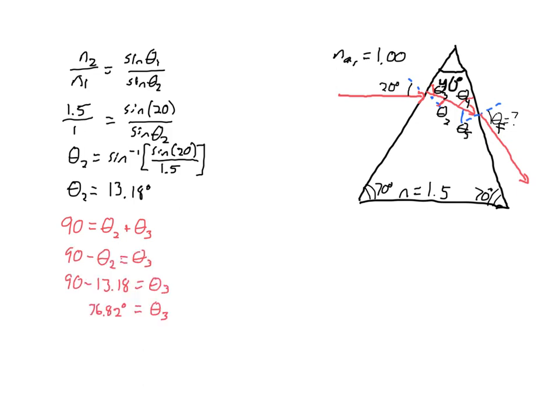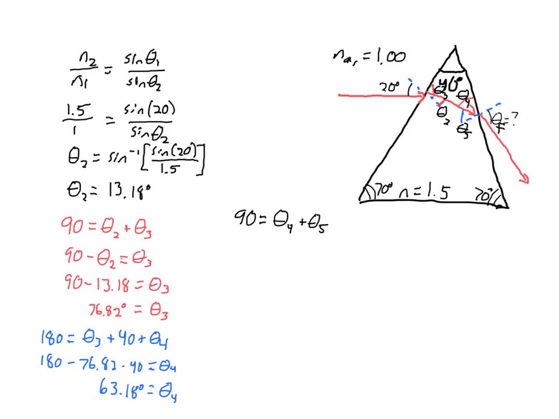Now that I have theta 3, we can calculate theta 4, because here's a triangle, not a right triangle, but still a triangle, and any triangle has 180 degrees in it. And I know the top angle, and now I've got theta 3, that lets me get theta 4. So I come out with an angle for theta 4 of 63.18 degrees. Now that'll let me get over to theta 5, because once again, here's a normal to the surface. That means 90 degrees equals theta 5 plus theta 4, and I know theta 4 now.